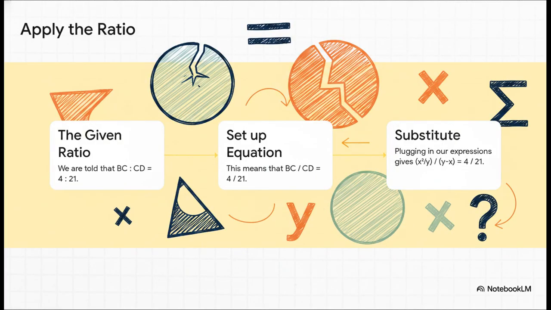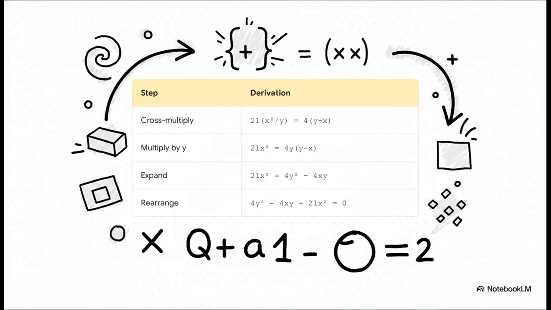And now for the magic moment. We have an expression for BC, we have an expression for CD, and the question gave us the ratio that connects them. So let's plug our expressions into that ratio, and finally, we have an equation with just X and Y. Time for a little algebra. We cross-multiply, expand everything out, and then shuffle all the terms over to one side. And look at that, we get this beautiful quadratic equation. It feels like we're in the home stretch, doesn't it?